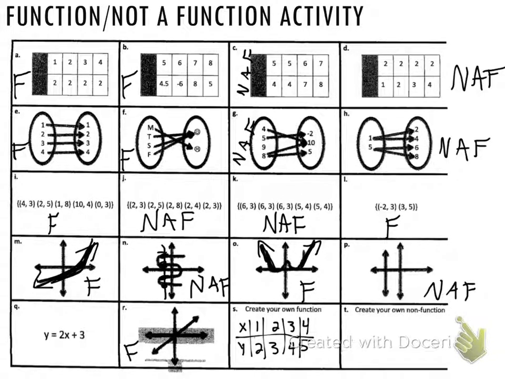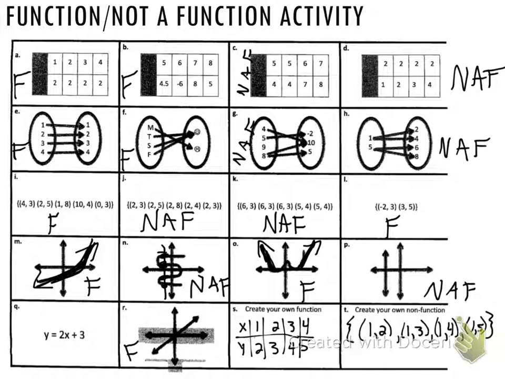Raise your hand if you can tell me your non-function you created. Okay, so I did what the third line did, the set of ordered pairs. I did 1, 2, 1, 3, 1, 4, and 1, 5. Everyone agree that that's not a function? I agree as well. My x values are repeating, so I know it's not a function.